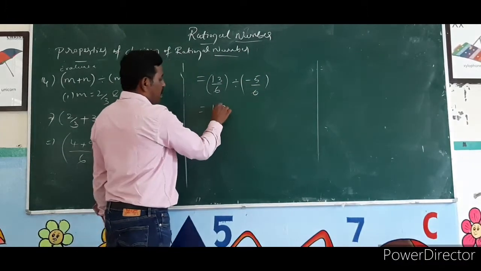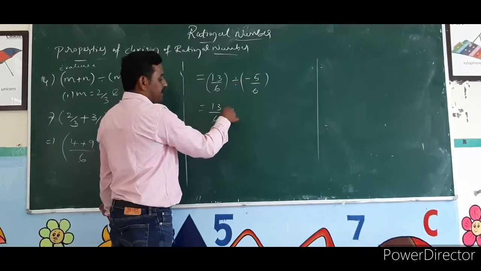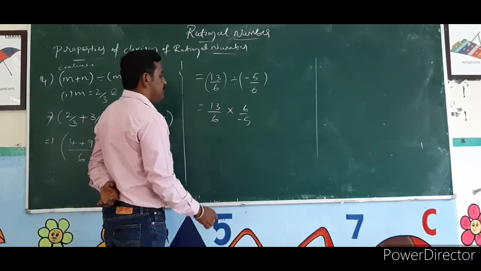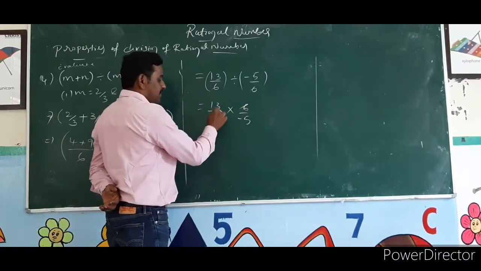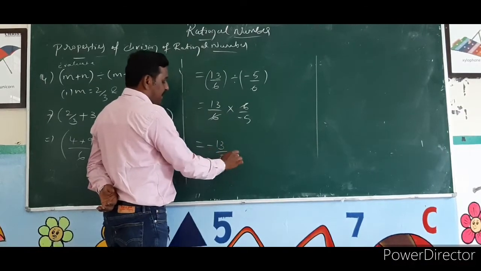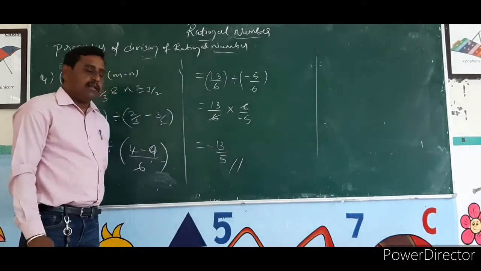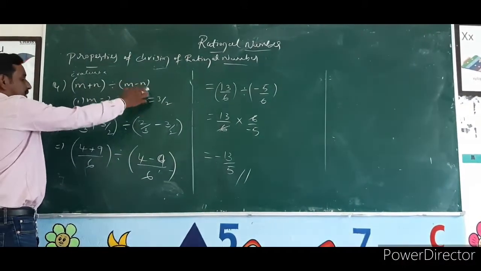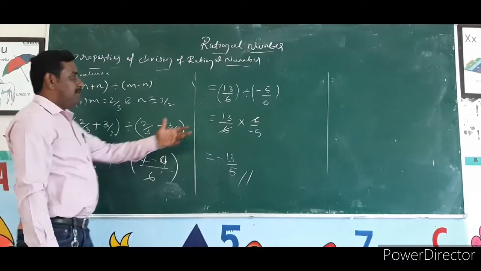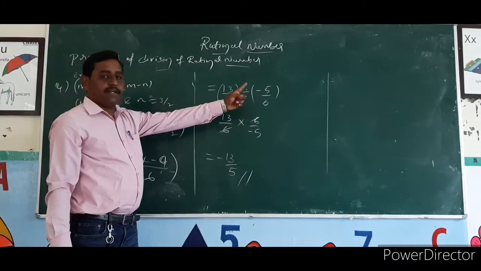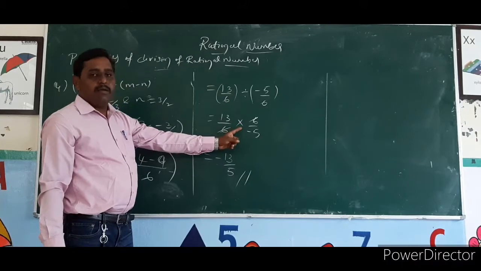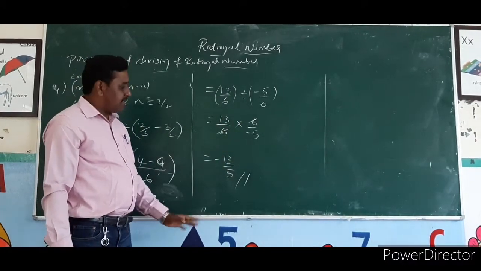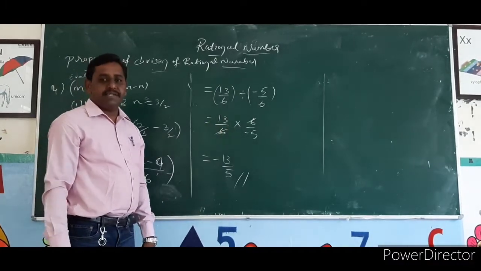So you can convert now, divide by into multiplication symbol, 6 will go up, minus 5 will come down, 6 and 6 get cancelled. So what is remaining? Minus 13 by 5 is the answer. So first we have to simplify this bracket. Second, you simplify, and whatever answer you are getting, finally you can convert this division symbol into multiplication symbol. Then you can cancel, if it is possible to cancel, and reduce into simplest form.